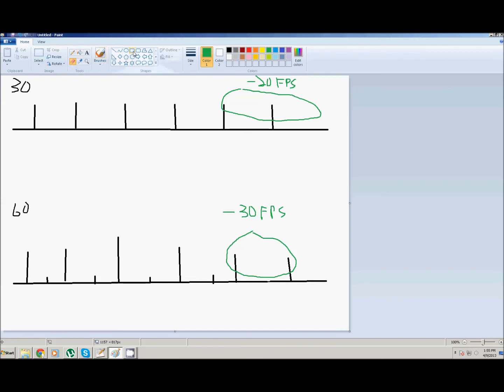So let's see, can I make this thing any bigger? I'm sure there's a way. Oh, size, here we go. That did a whole lot of nothing.